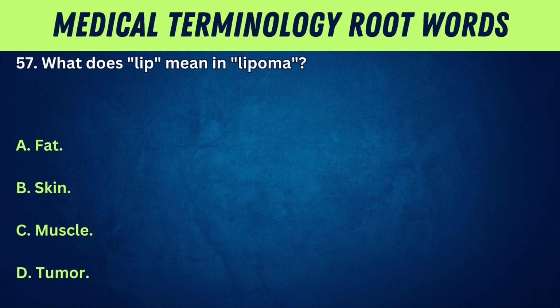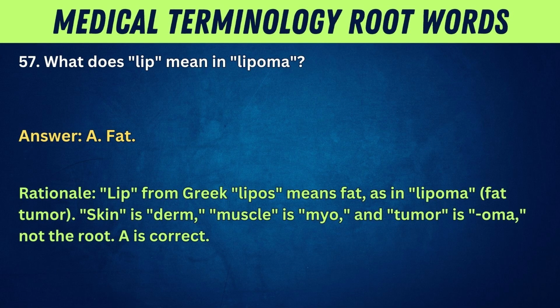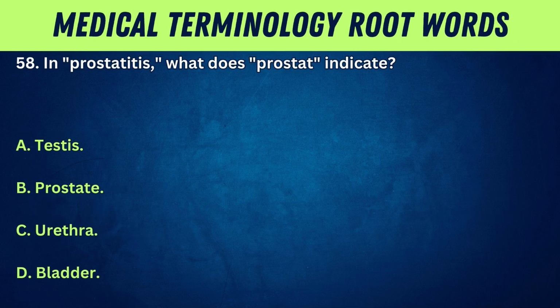57. What does lip mean in lipoma? A. Fat. B. Skin. C. Muscle. D. Tumor. Answer: A. Fat. Rationale: lip from Greek lipos means fat, as in lipoma, fat tumor. Skin is derm, muscle is myo, and tumor is oma, not the root. A is correct.